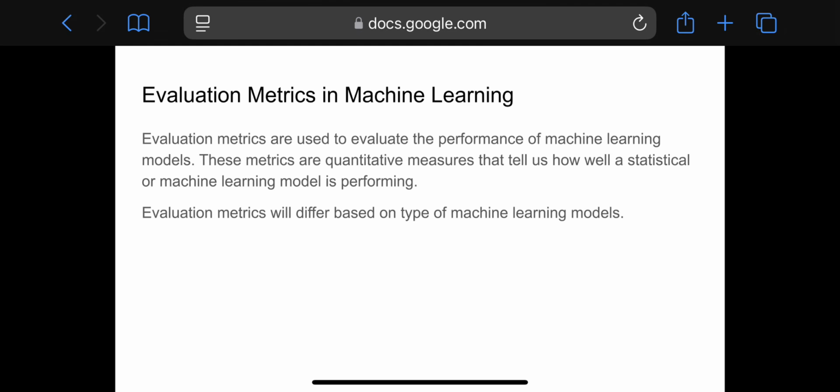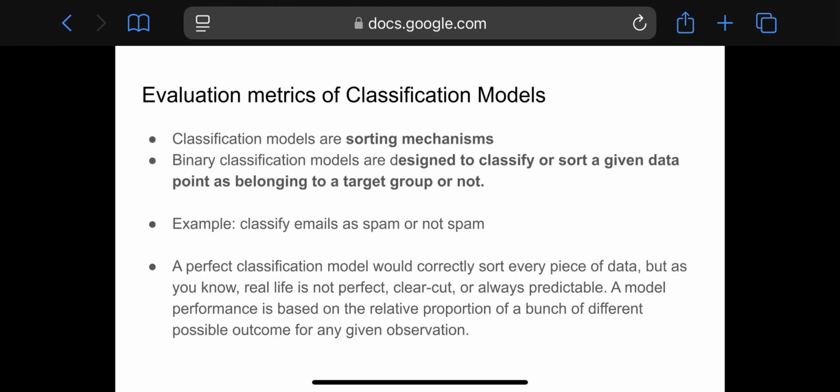Evaluation metrics in machine learning. There are two very classic ones, classification and regression, and that's what we're going to talk about in this video. Evaluation metrics are used to evaluate the performance of machine learning models. These metrics are quantitative measures that tell us how well a statistical or machine learning model is performing. Evaluation metrics will differ based on the type of machine learning model. As I said, there are different methods of doing evaluation for every different type of model. It will be different for an LLM, and different if you're doing a smaller model. But these are the classical ways for classification and regression, and that's what we're going to talk about in this video.